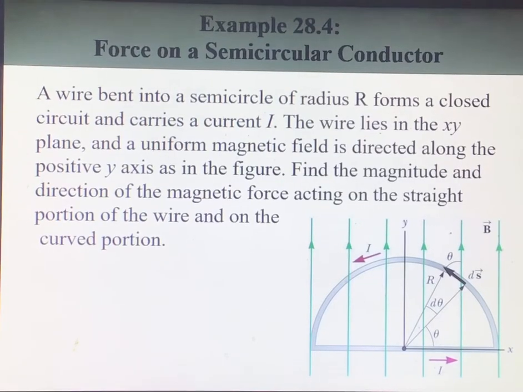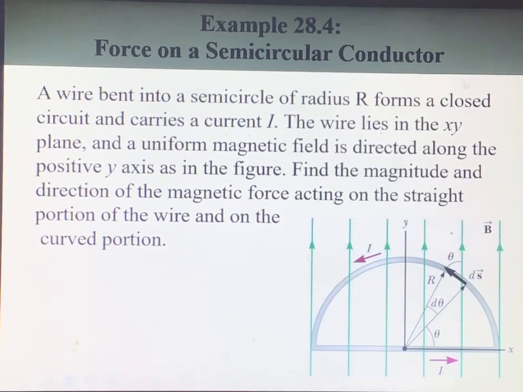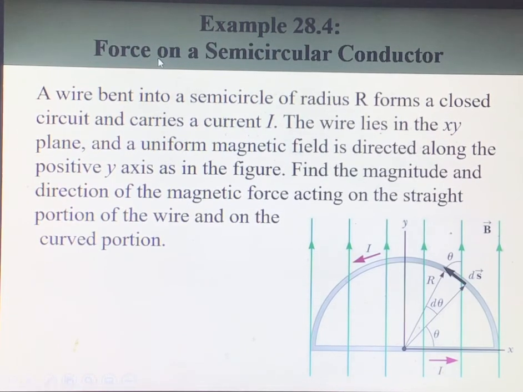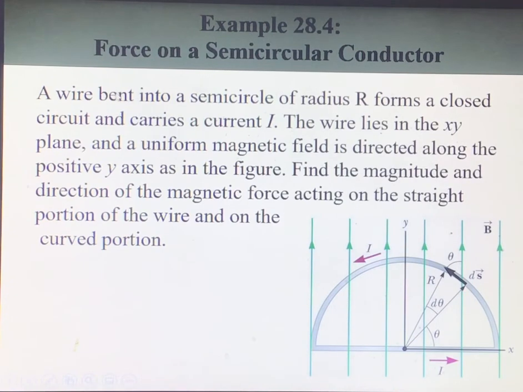All right. So now let's take a look at example number 28.4. In this example, we want to calculate the force on a semicircular conductor that is placed in the magnetic field. So we have a wire that is bent into a semicircle of radius r, and it forms a closed circuit and carries a current I.